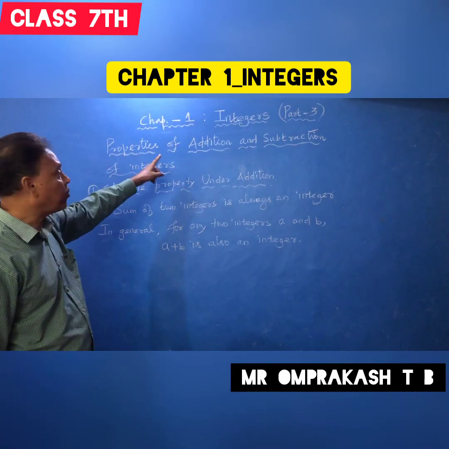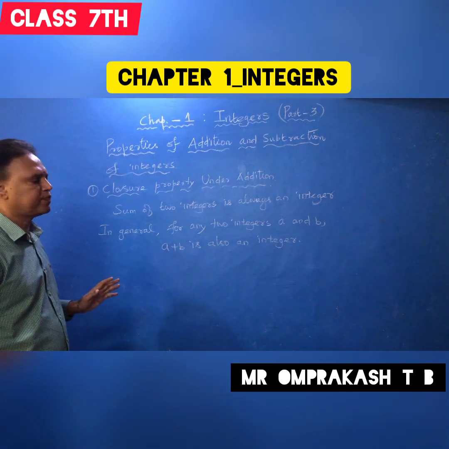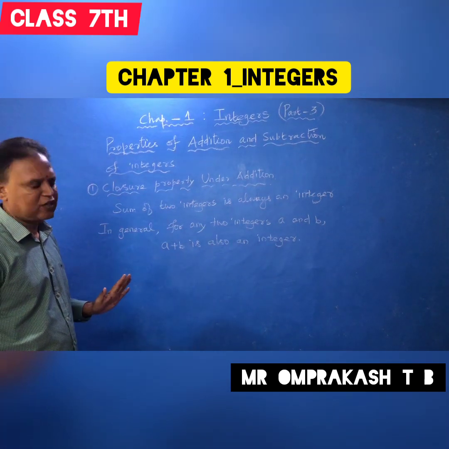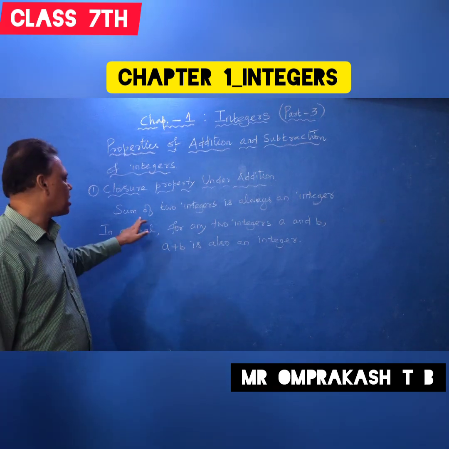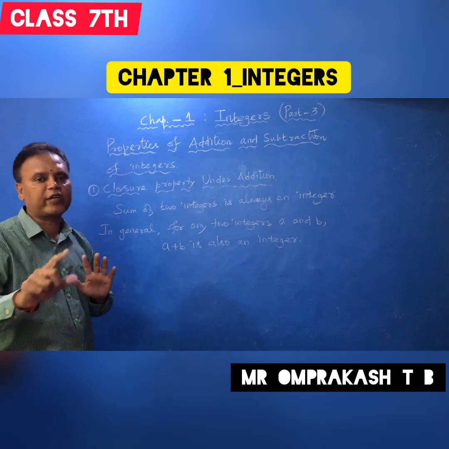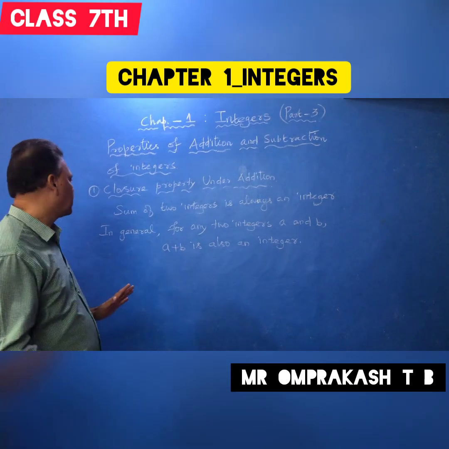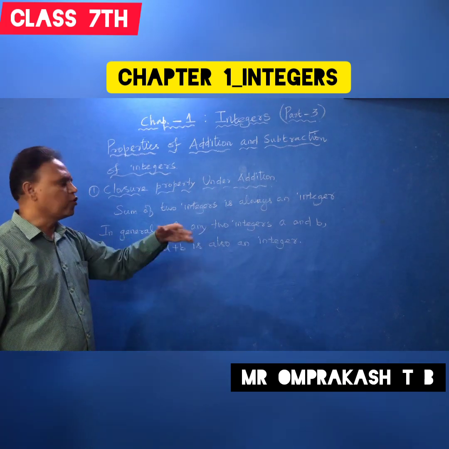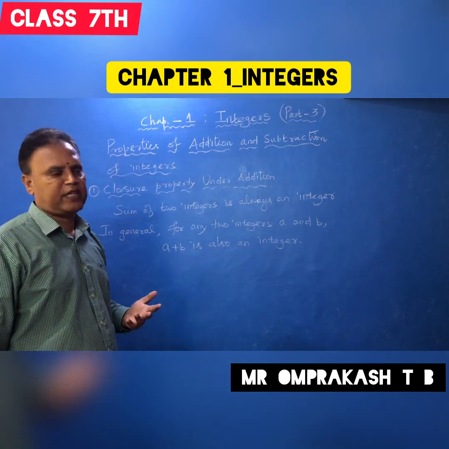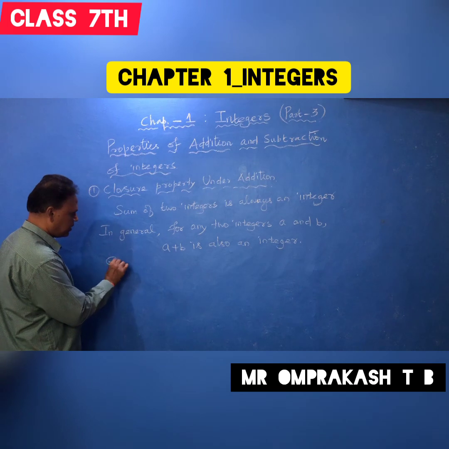Next we will see properties of addition and subtraction of integers. First property, closure property under addition. What is the closure property? The sum of two integers is always an integer. If you add two integers and again you get an integer, then the closure property is satisfied. So in general, for any two integers a and b, a plus b is also an integer. You see the examples, then you will understand.